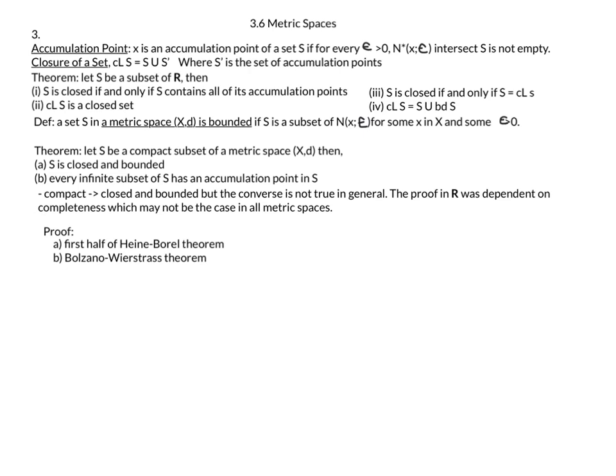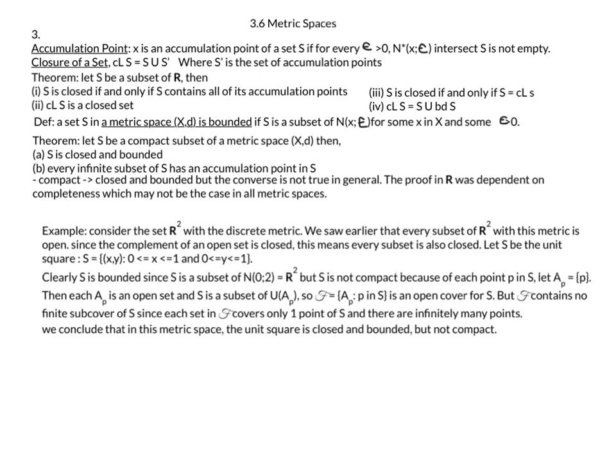And we have this theorem: let S be a compact subset of a metric space, then 1, S is closed and bounded, and 2, every infinite subset of S has an accumulation point in S. So compact will imply closed and bounded, but the converse is not necessarily true. This is not an if and only if. The proof of these two statements first relies on the first half of the Heine-Borel theorem, and I believe the second half of the Heine-Borel theorem does not apply to all general metric spaces. And then the second part depends on the Bolzano-Weierstrass theorem.